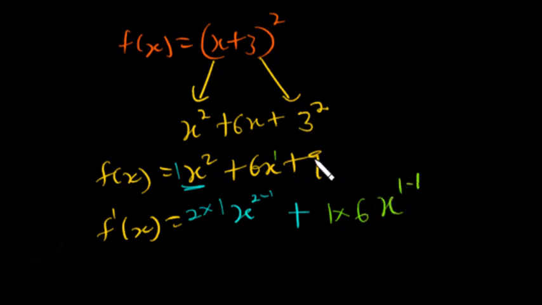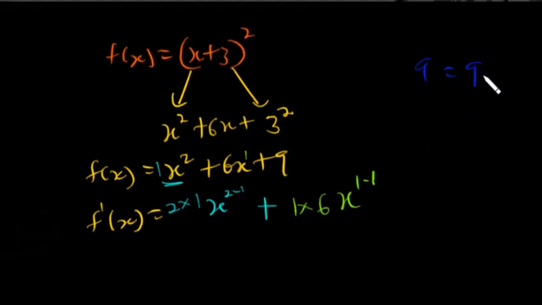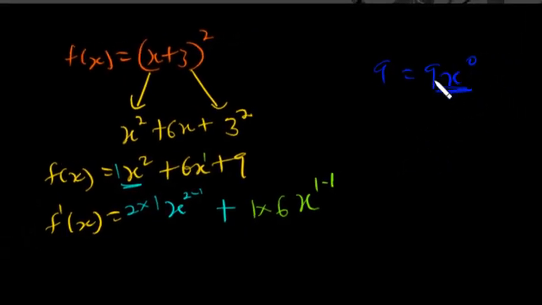If you differentiate 9, which is a constant, you get 0, because 9 is equivalent to 9x raised to the power 0, because the function x squared plus 6x plus 9 is in terms of x. The independent variable of the function is x. So 9 is equivalent to 9x raised to the power 0. So if I have to differentiate 9x raised to the power 0, I'm going to get this.